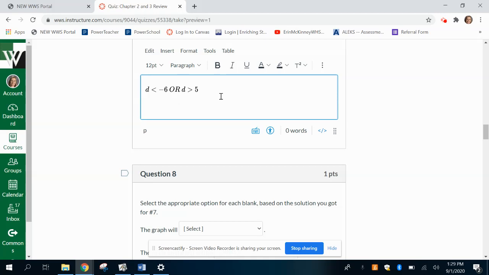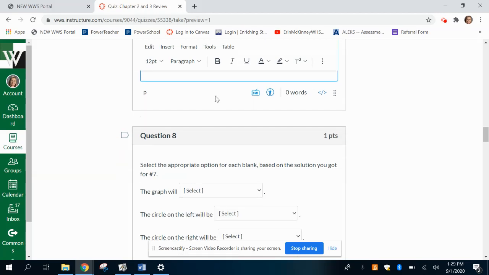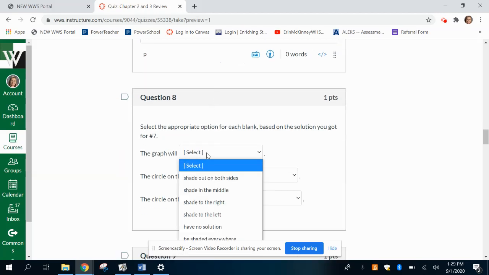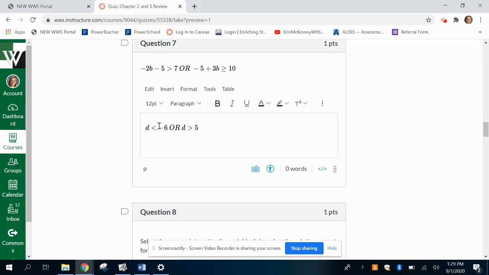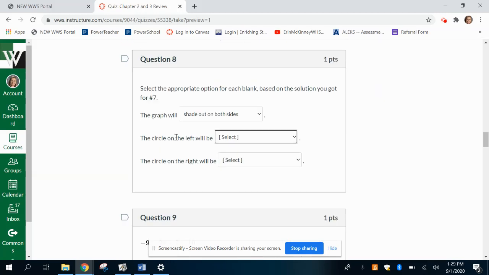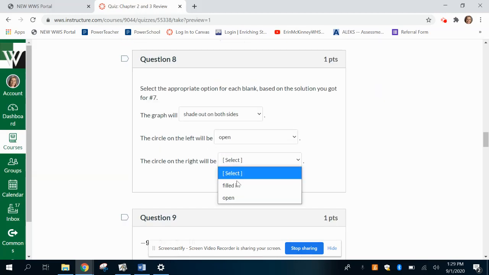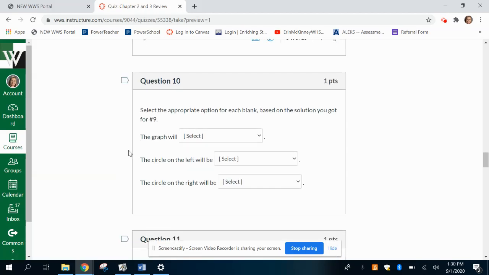Then number 8 is going to be your info from number 7. So you will have that graph of it on a number line and then you'll pick your options. When we graphed this, it shaded out on both sides. The circle on the left, right? So back on this graph, the circle on the left was an open circle and the circle on our right was the filled in circle. Okay, and that's what you'll be doing for those with the graphs.